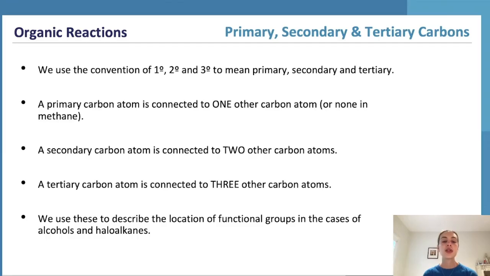These are used to describe the location of functional groups. As we've spoken about before, with our alcohols we have primary, secondary, tertiary, and with our amines we've got primary, secondary, tertiary. We can also do this with haloalkanes to describe the location of the halogen groups. So this concept of primary, secondary, and tertiary is very useful in describing our functional group locations.